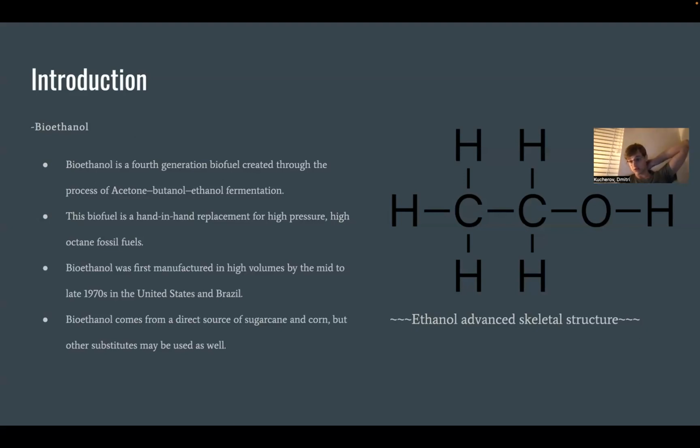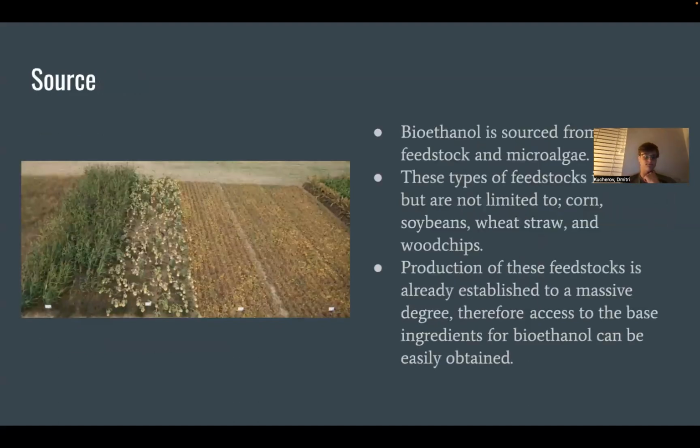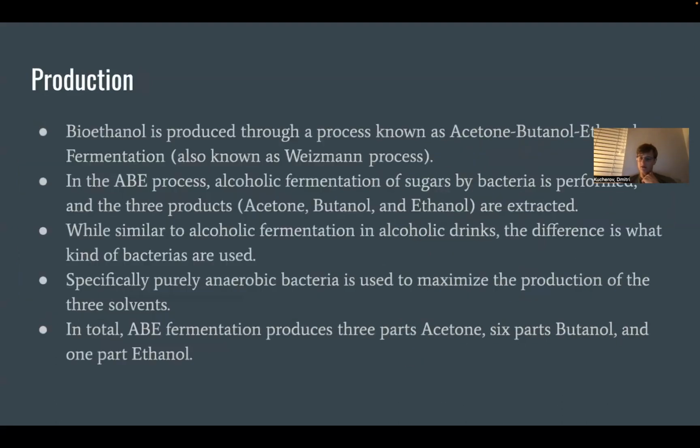Oh, and this is our skeletal structure of bioethanol, or ethanol at that. Bioethanol and ethanol, I have to explain this. Bioethanol is ethanol, but produced through organic matter. So in this case, plants, things that do photosynthesis, and we'll get into this further as to why that's a good idea. This is its advanced skeletal structure showing its hydrogens.